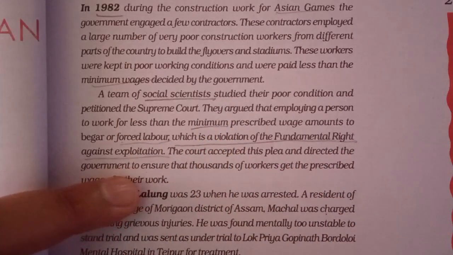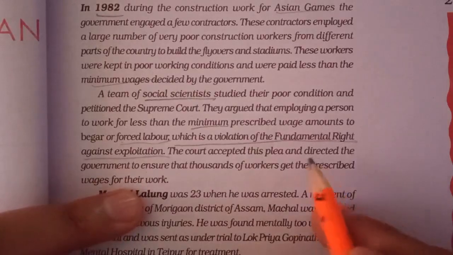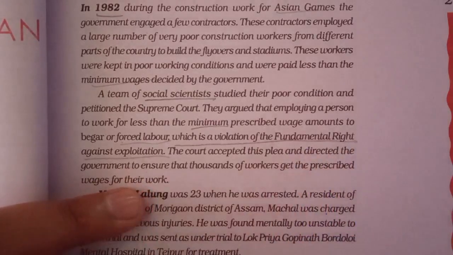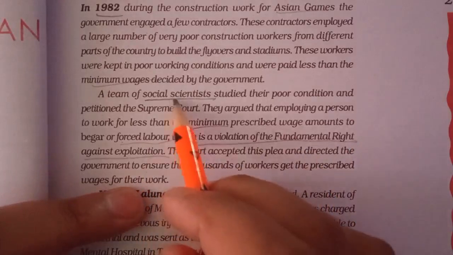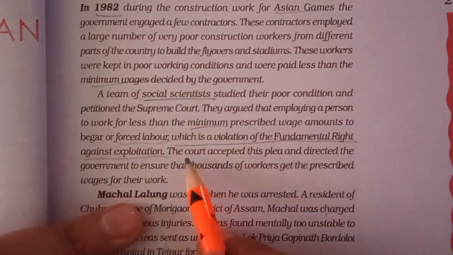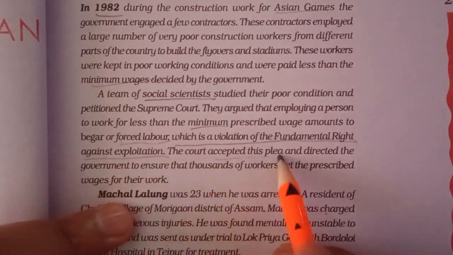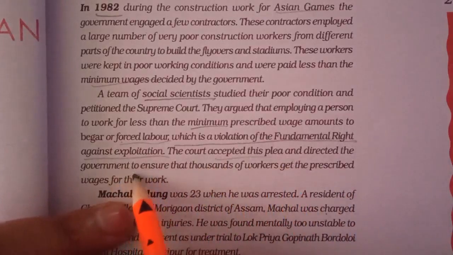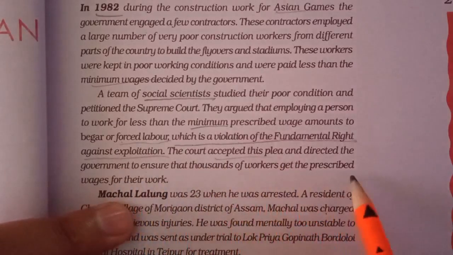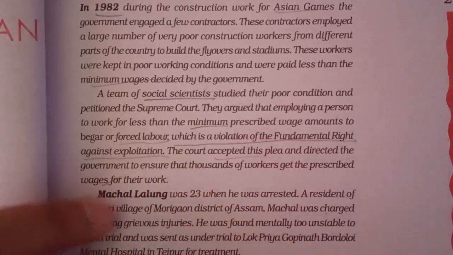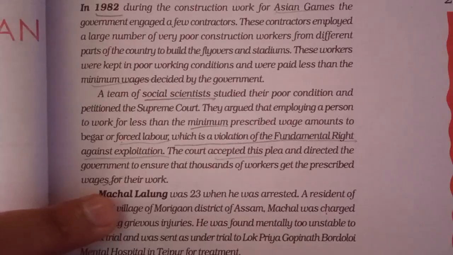These workers were working for the growth and development of our country, in the construction work, but they were not being paid even the minimum wages. So this was a violation of the fundamental right against exploitation, and the complaint was filed by the social scientists in the Supreme Court. The court accepted this plea and directed the government contractors and the government to ensure that thousands of workers get the prescribed wages decided by the government. If they are paying less, it will be a violation of the fundamental right against exploitation of the workers.